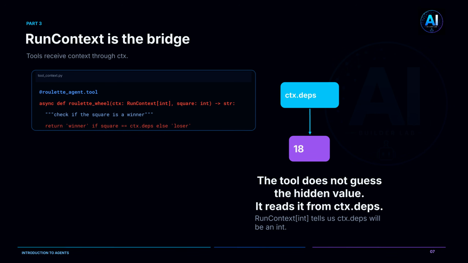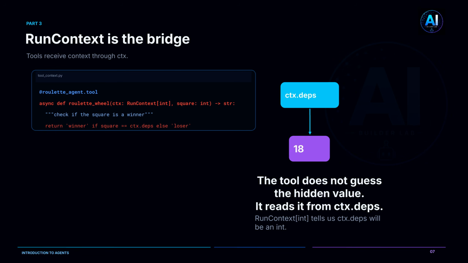RunContext is the bridge between your agent run and your tool. When the tool runs, it receives a parameter called ctx, and inside ctx you can access ctx.deps. Because the agent was defined with a deps type event, the context is typed as RunContext event. That keeps everything clean and predictable.